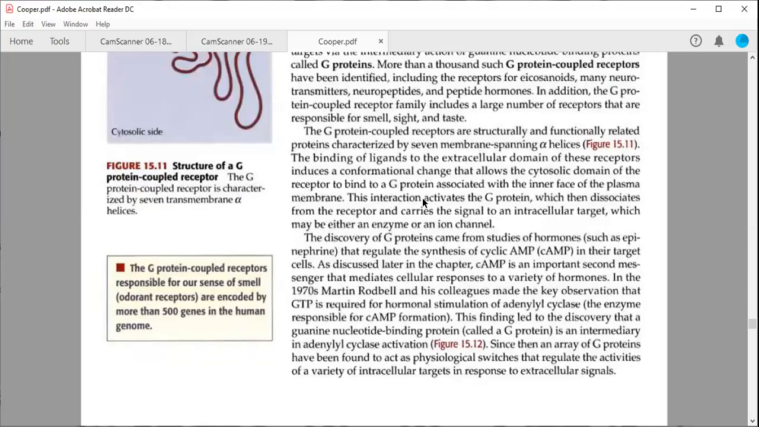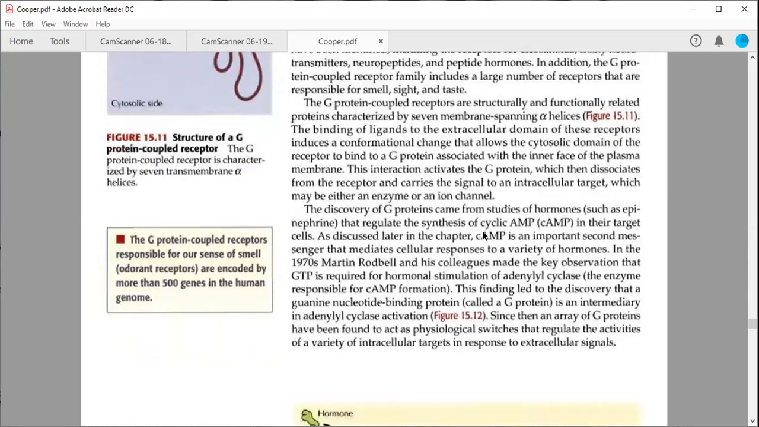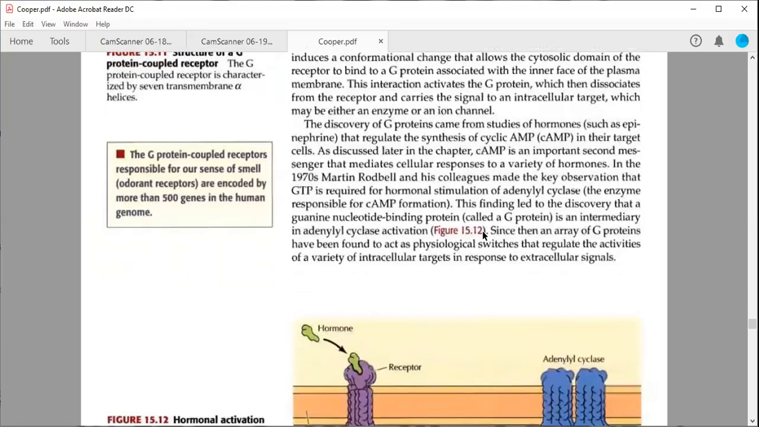So this interaction activates the G protein, which then dissociates from the receptor, and it is talking in terms of the alpha subunit only, of the trimeric G protein, and carries the signal to the intracellular targets, which may be either an enzyme, for example adenylate cyclase, or an ion channel. We also talk in terms of these ion channels, so I will tell you, in class we will move to them. Okay.